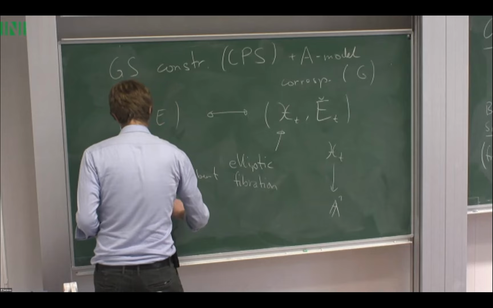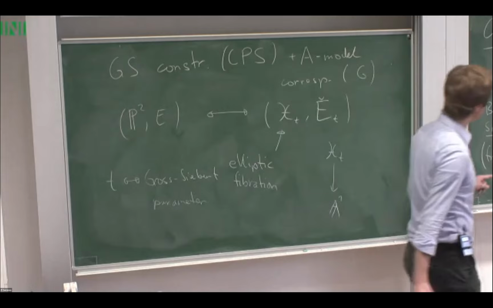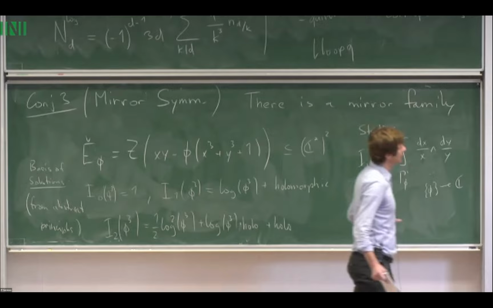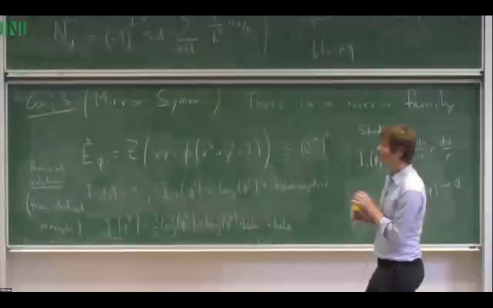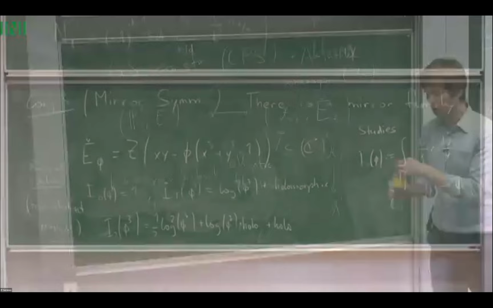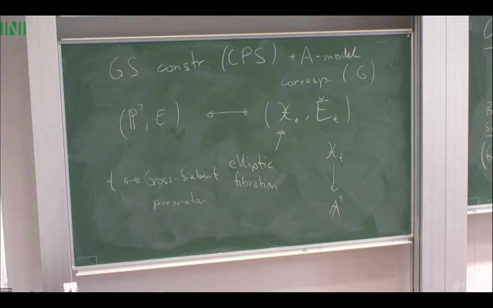And that's really important because remember I told you that we use I1 to get this mysterious coordinate change. And something really nice about the Gross-Siebert program is that this coordinate change is intrinsic in the construction. So we don't have to do this coordinate change. And that's why it's really important that we use this Gross-Siebert parameter T.